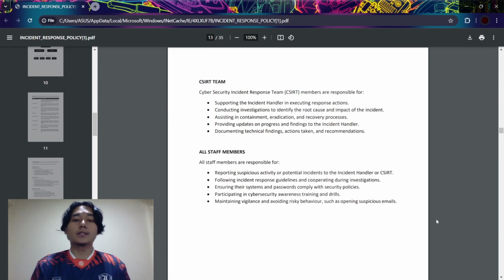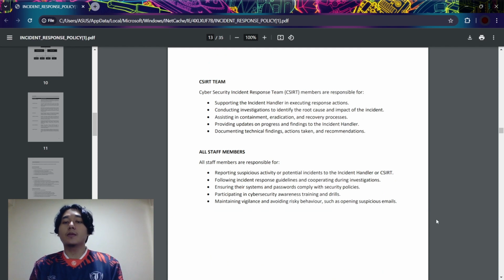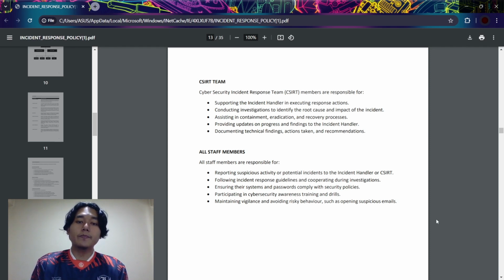Okay, the next one is the CSIRT. Cybersecurity Incident Response Team members are responsible for supporting the incident handler in executing response actions, conducting investigations to identify the root cause and the impact of the incident, providing updates on progress and findings to the incident handler, documenting technical findings, actions taken, and recommendations.